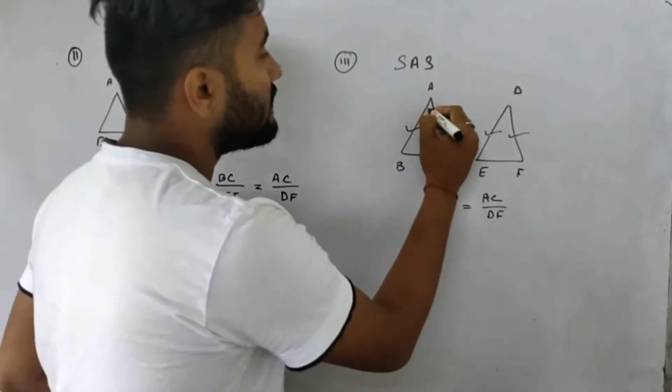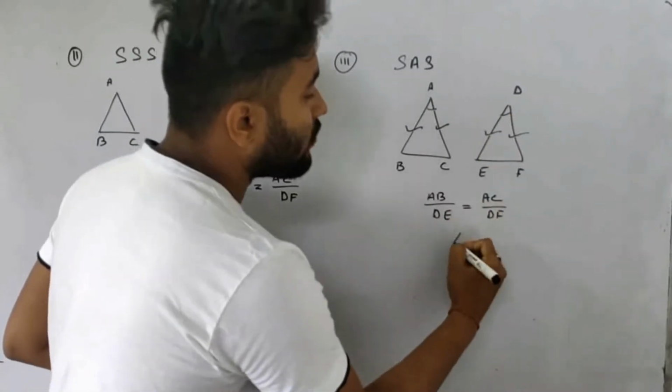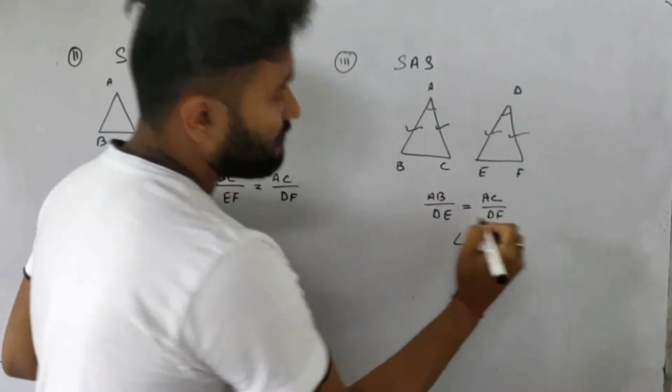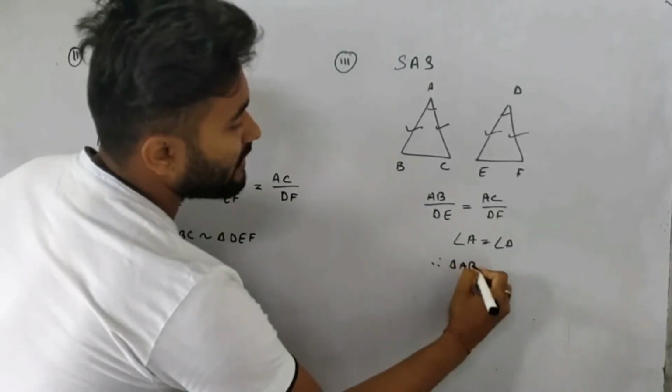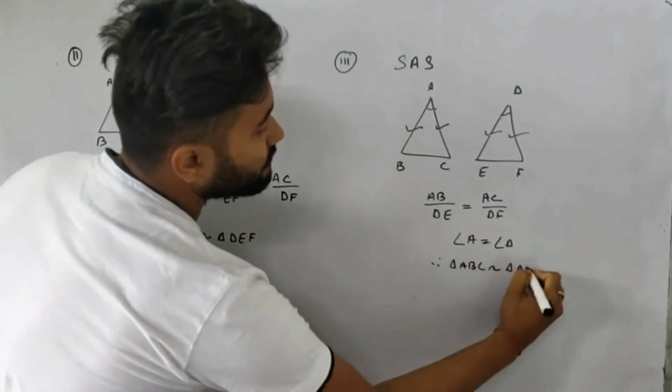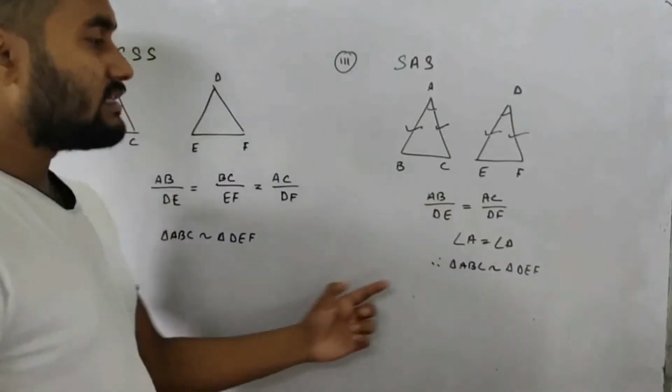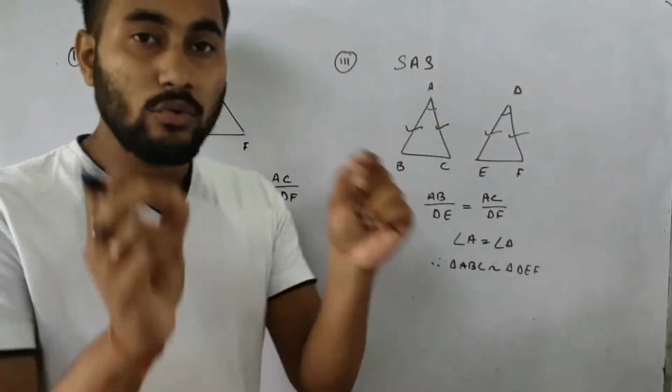Okay. So this angle and what? This angle. Then only it will become what? Similar. Understood? Then you can say triangle ABC is similar to triangle DEF. This thing is important: that angle should lie between the two sides.